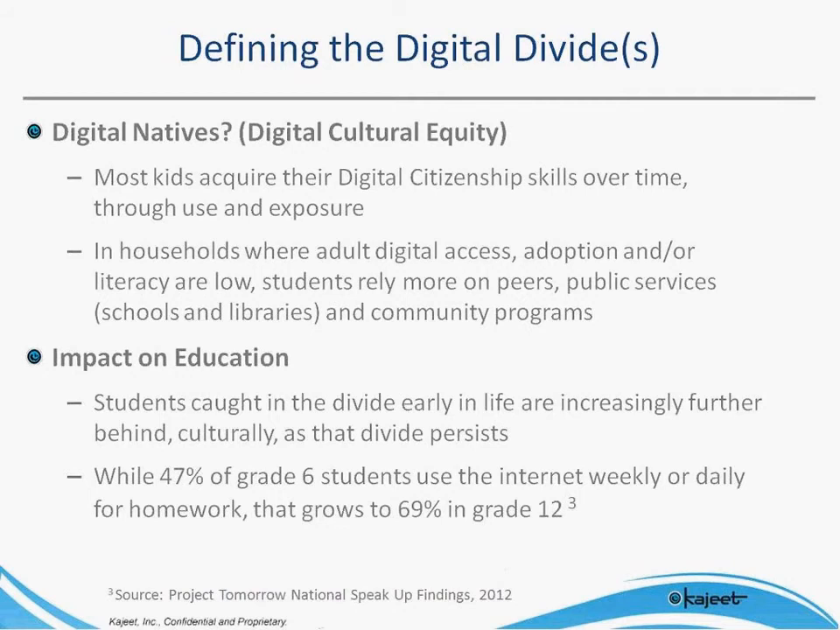But if their kids are acquiring their digital citizenship skills, that really comes over time as they are exposed to and use access and digital devices. If the adult digital access, adoption, or literacy are low, then those families may actually rely much more on peers or public services such as schools and libraries and community programs to acquire these types of digital citizenship skills. If they don't have a device of their own or they're lacking broad access, those students can fall behind rather quickly. The impact on education can be quite pronounced.